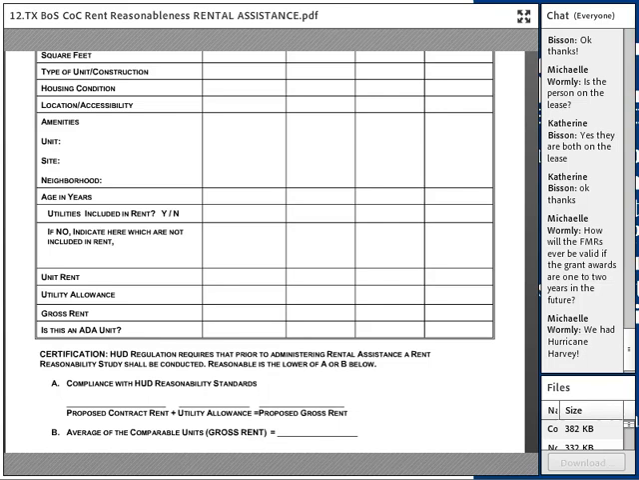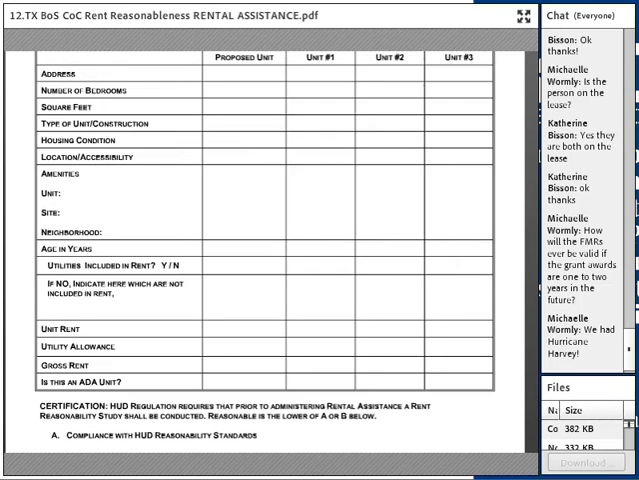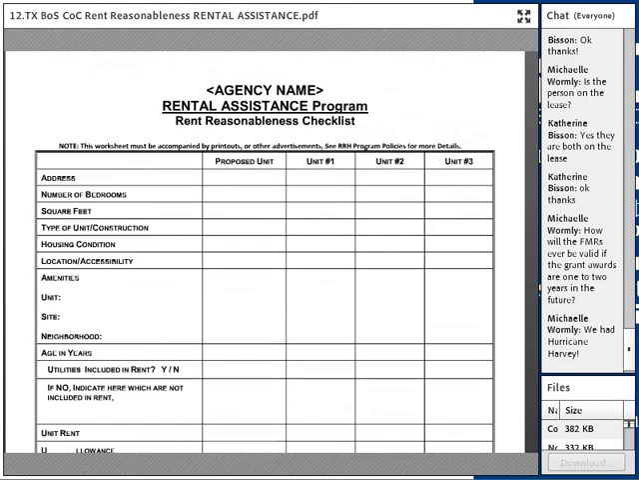So I guess all this is to say, when you are determining a participant's utility allowance, you will use it for more than just determining their rent portion or that utility allowance itself. So something else to be aware of.